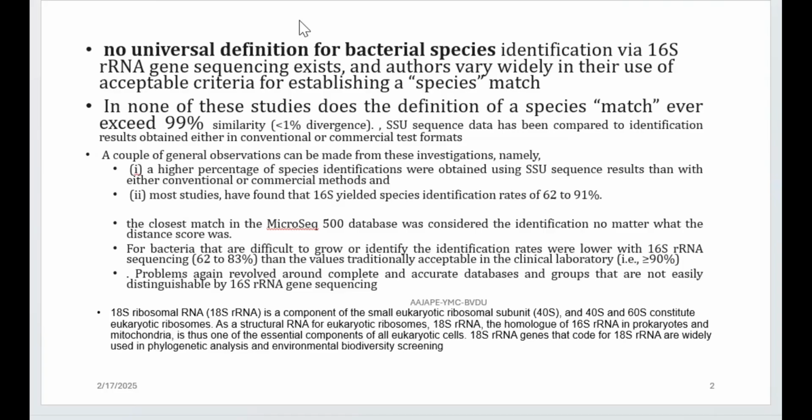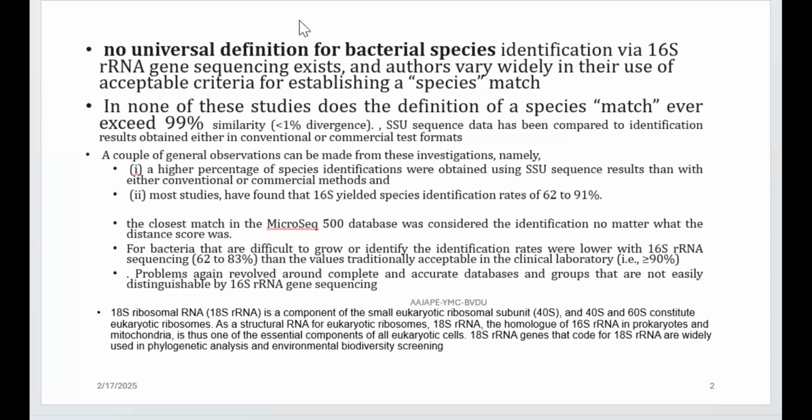When it comes to ribosomal units, the SS unit, the small subunit, we are talking about. If that data has been compared to identification results, then you are going to use different ways to do it. Conventional methods or commercial methods are there. We'll be talking about them whenever the reference comes. So whenever these studies were carried out, general observations were made, like a higher percentage of species identification is obtained using small subunit sequence results than with either the conventional or commercial method.